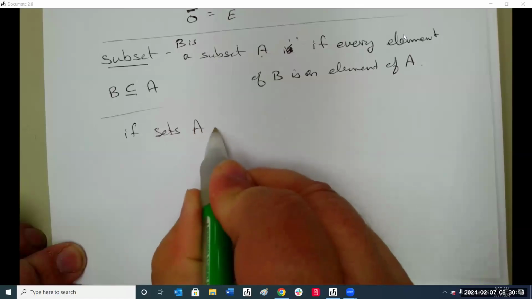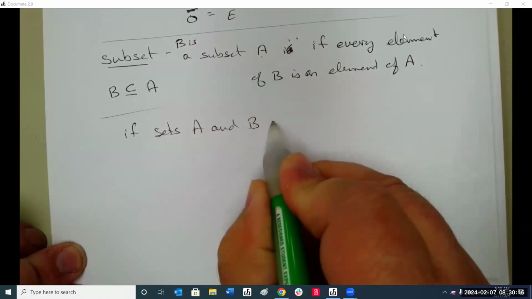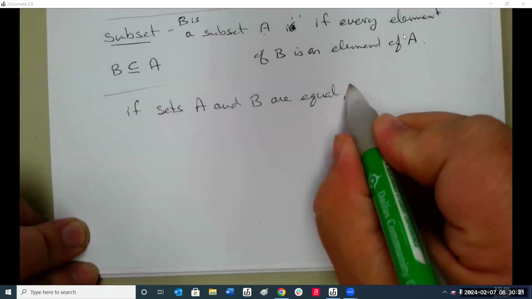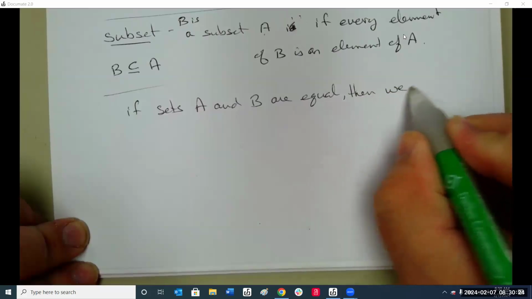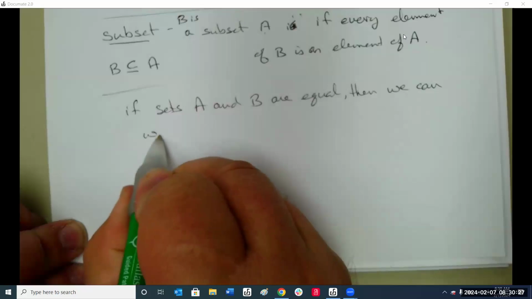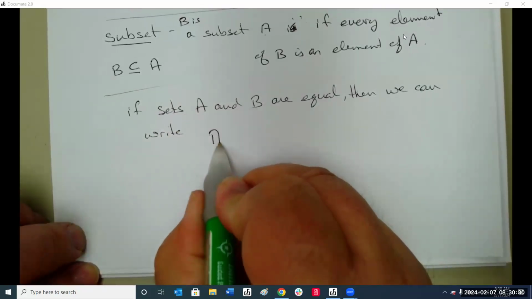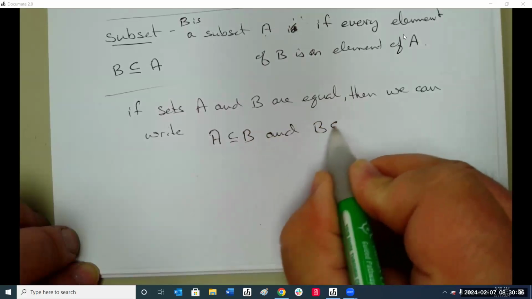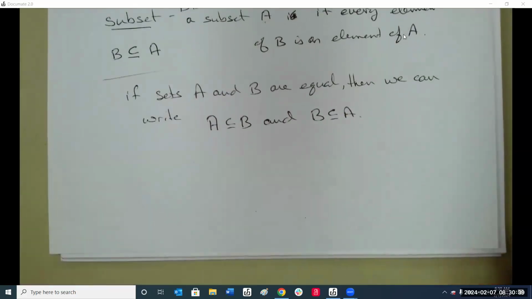Sets A and B are equal, then we can write A is a subset of B and B is a subset of A. And unfortunately, that one doesn't have an example in it.